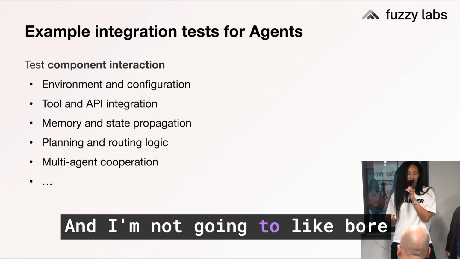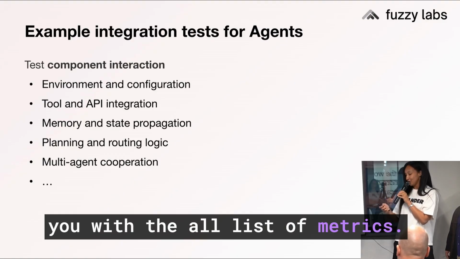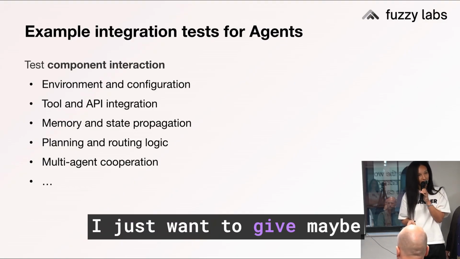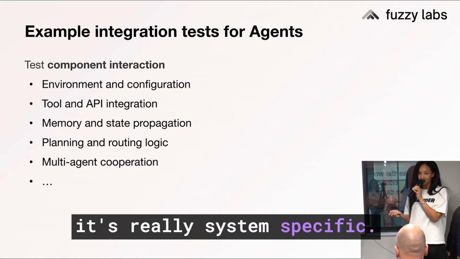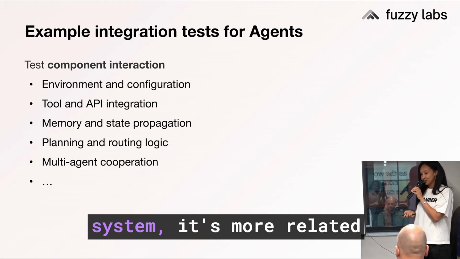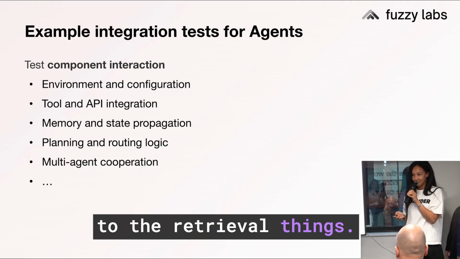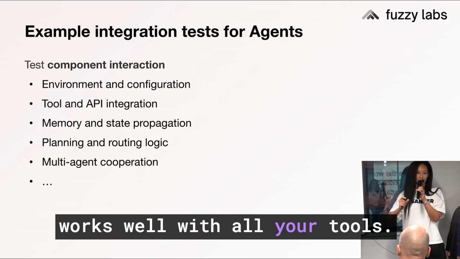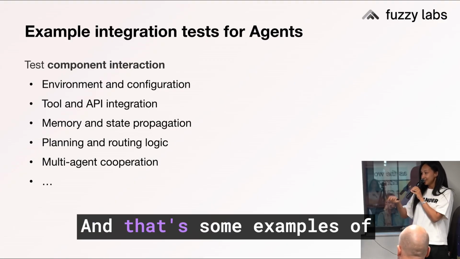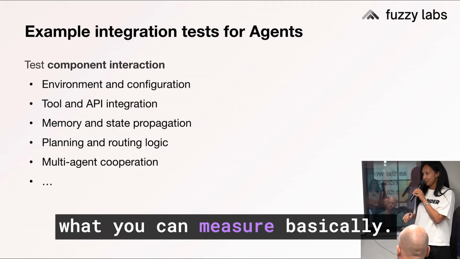And I'm not going to bore you with the whole list of metrics. I just want to give maybe one or two examples and move on to testing, because it's really system specific. So if it's a RAG system, it's more related to the retrieval things. If it's an agent, maybe it's better to make sure that the agent works well with all your tools, right? And those are some examples of what you can measure.